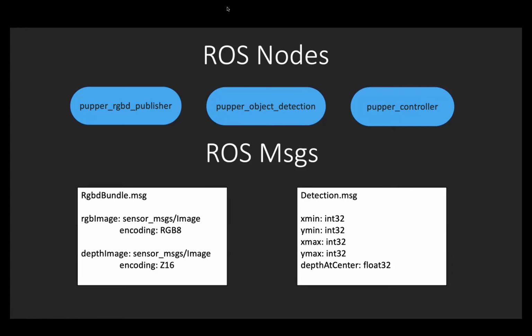That ended up in the VM that was running the Pupper object detection node, and that basically runs the YOLOv5 model, pulls out the bounding boxes and calculates the depth to the center of that bounding box using the depth information. It bundles all that up into a detection message, which makes its way back to the Pupper controller. And then at that point, the Pupper controller can set its goal and then figure out the motor commands to get there.